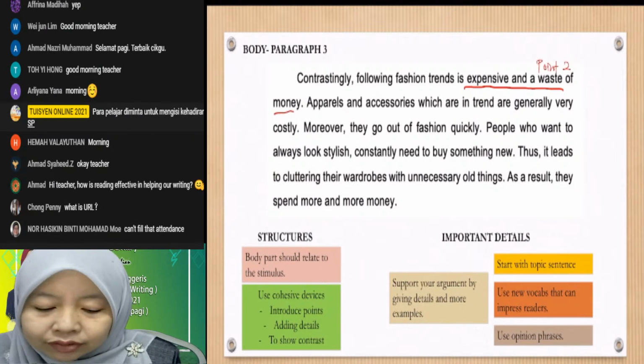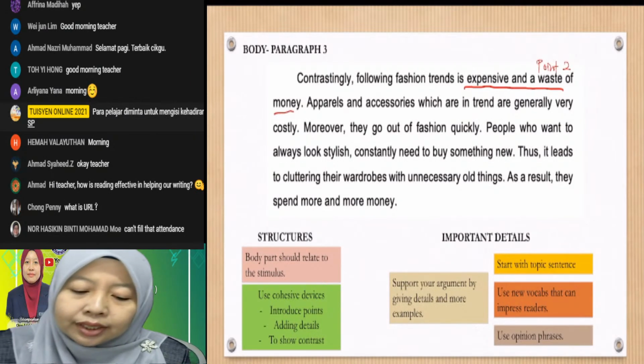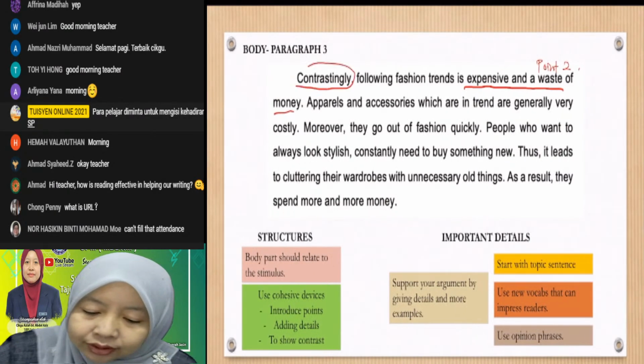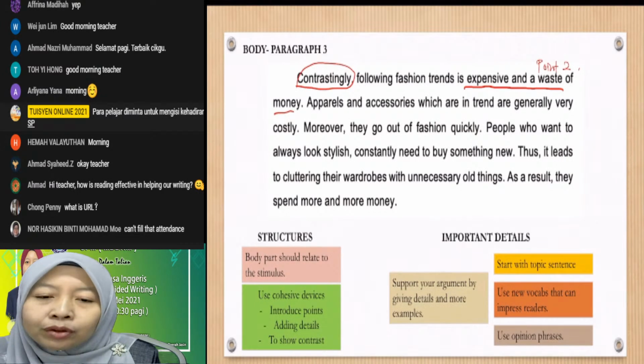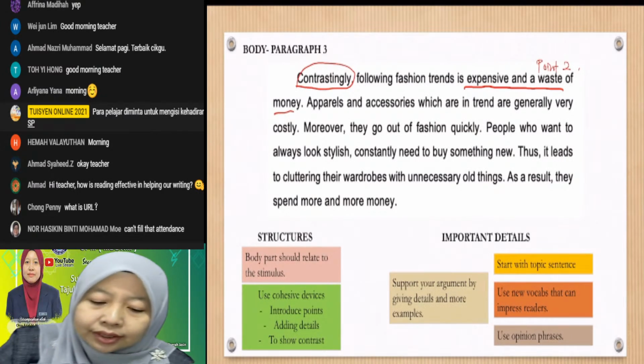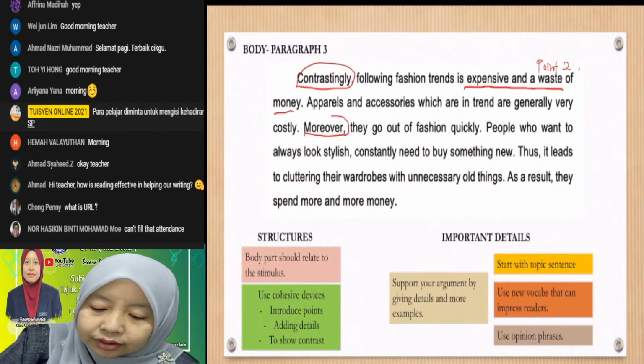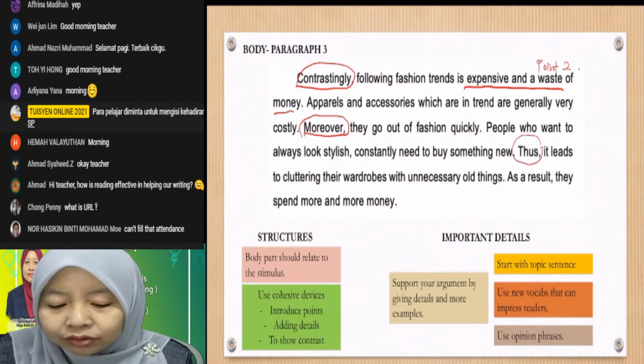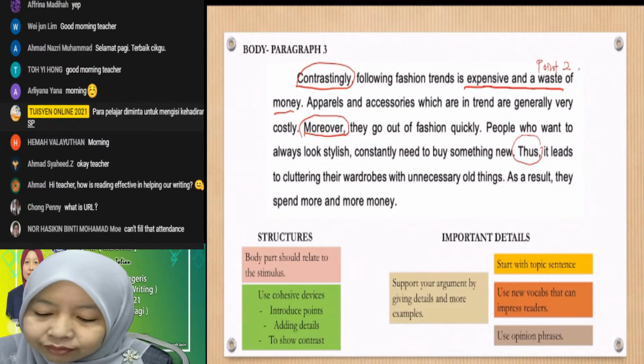Did I use cohesive devices to introduce points? Yes. To show contradicting ideas, I used "contrastingly." How about when I want to add details? Yes. "Moreover." "Thus." So I have 3 cohesive devices in my paragraph.